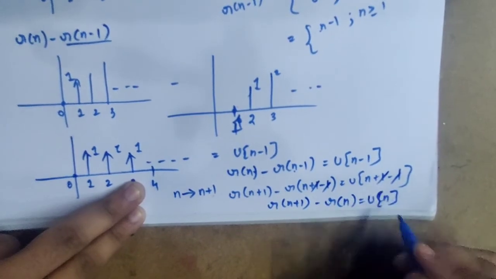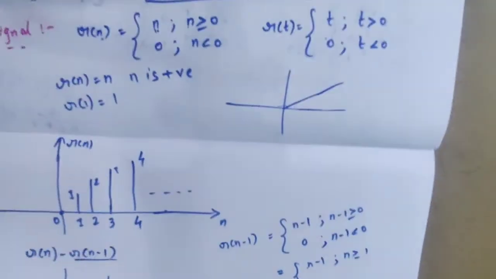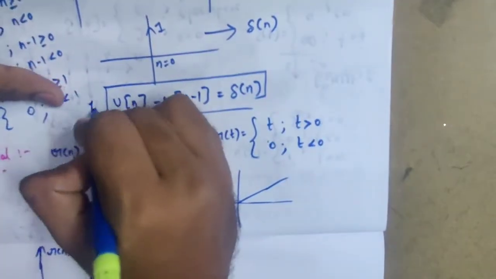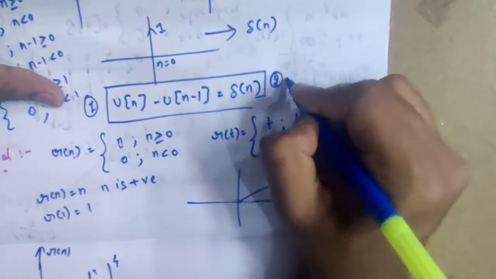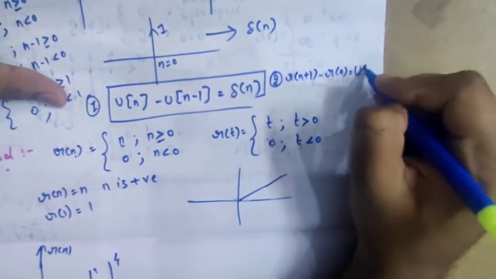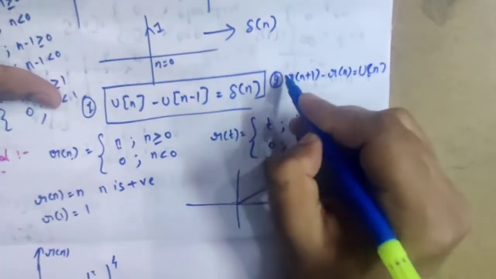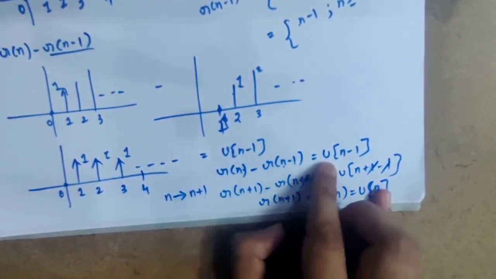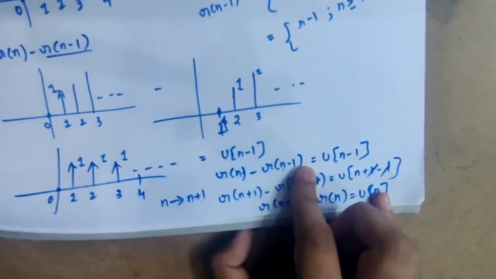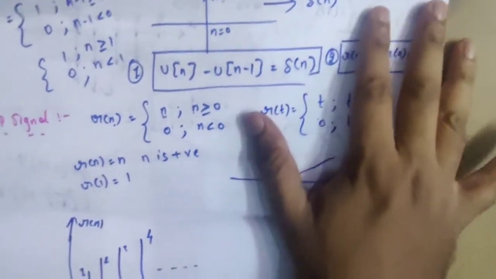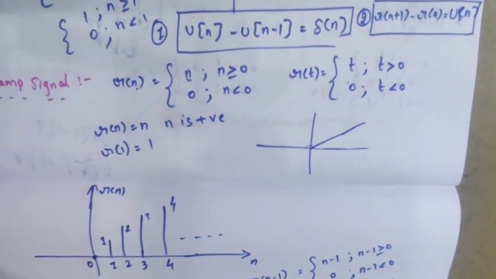So this is also one of the important conclusions. Let me write it here itself. Consider this as the first conclusion. The second conclusion is r of n plus 1 minus r of n is equal to u of n. These two are the conclusions in discrete time sequences. You can also consider this as one of the conclusions, but this is not much useful while solving problems, but this conclusion will be very much useful. So this is about discrete sequences or signals.